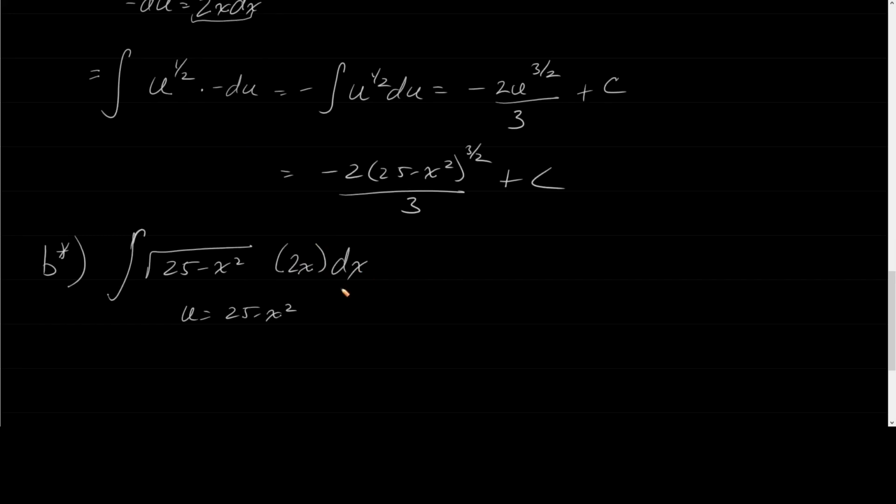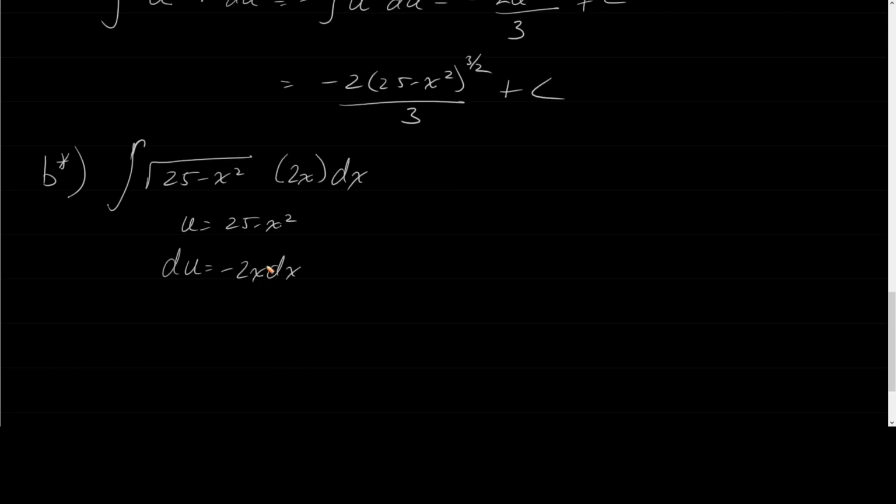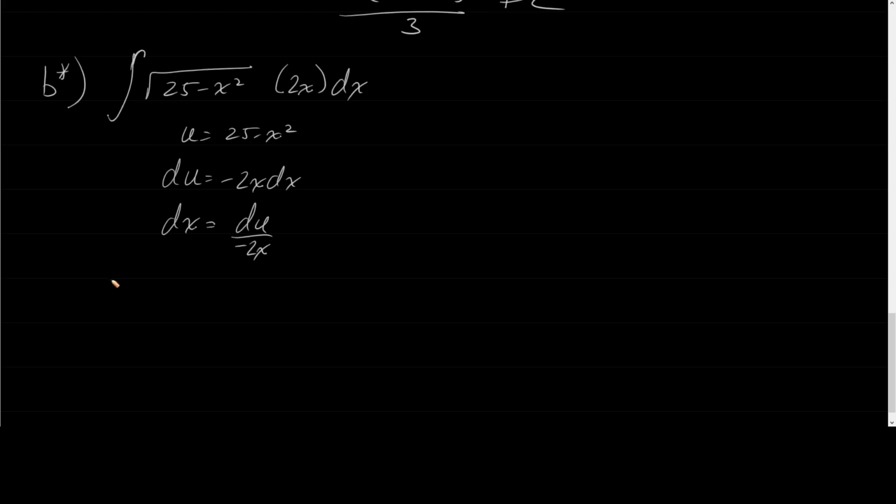Way better. Now, I still start with u being 25 minus x squared, and then du was negative 2x dx. In here, what we can also do is solve for dx. So what would dx be equal to? Well, we would have to divide this side by negative 2x, so I end up with du over negative 2x. At this point, what does this integral become? Well, we want to replace as many things as possible. This 25 minus x squared, that was our u. So u to the 1/2, because instead of square root.